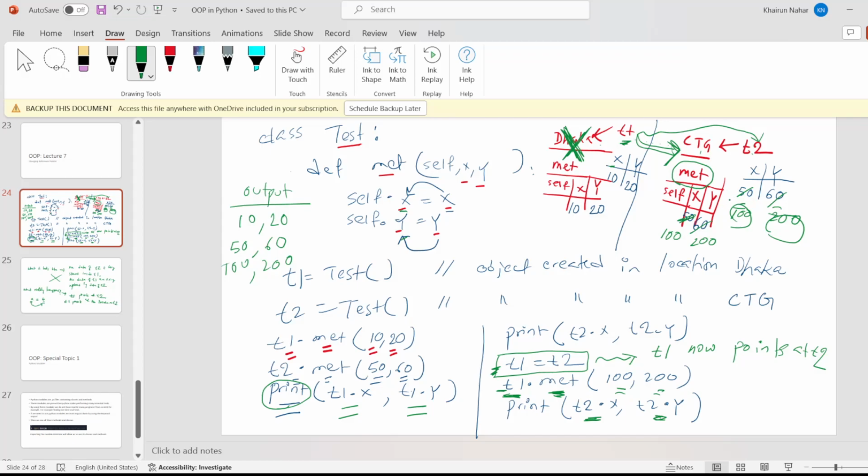So this is a very important concept of object-oriented programming. I hope we've understood. Thank you very much.